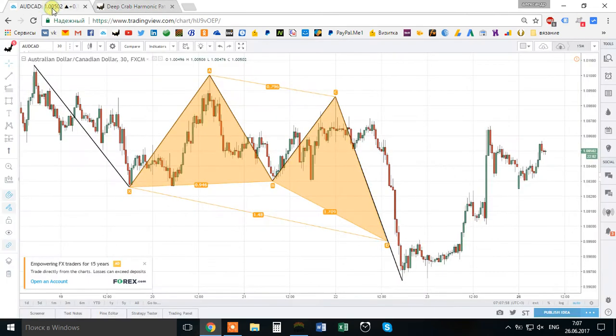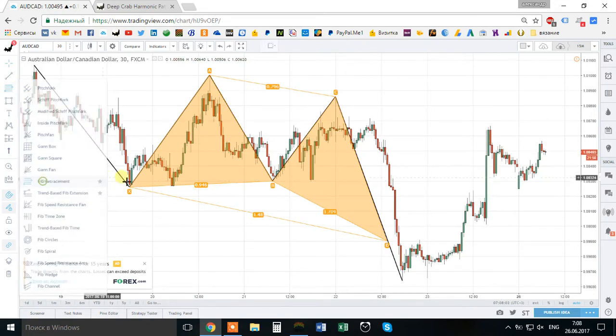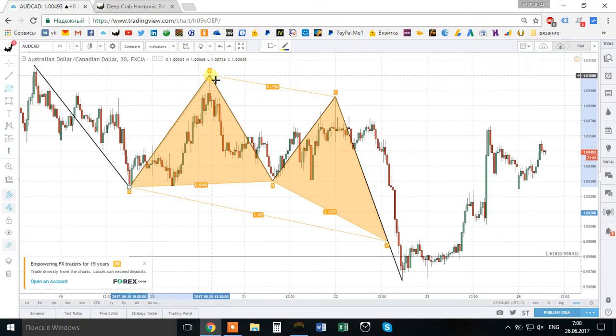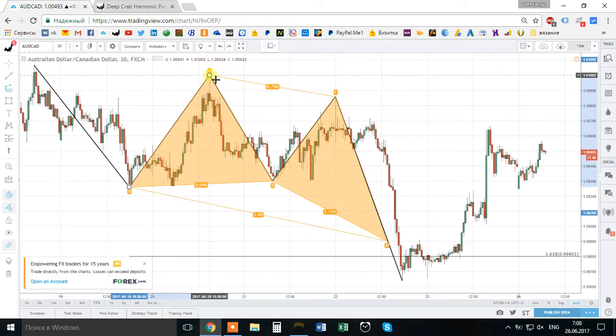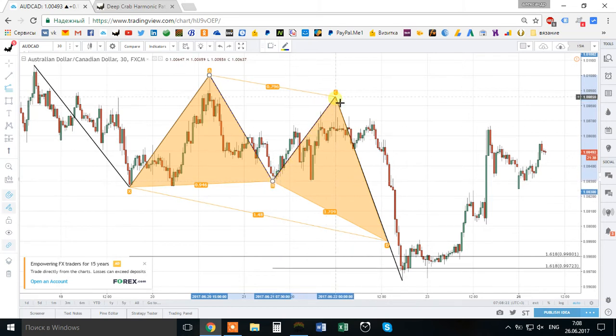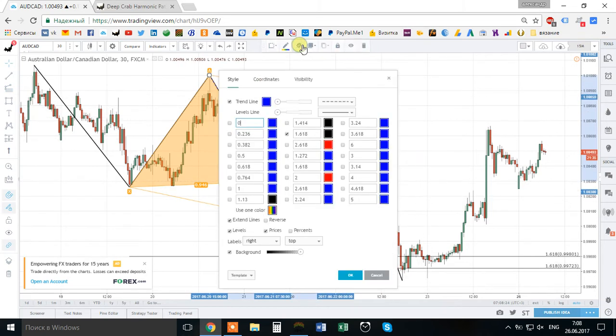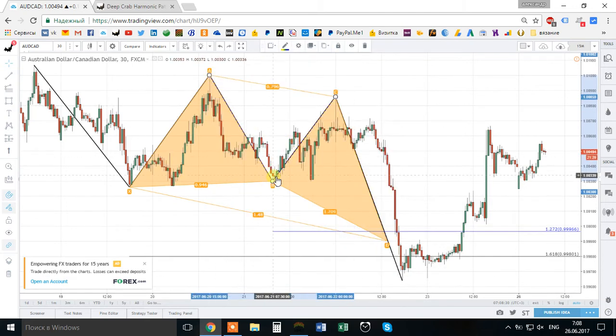Okay, let's go back, and we first need the extension of X to A, like this. The 1.618 XA extension is this one. The second thing, we need 1.27 AB equals CD. How is it drawn? To draw an ABCD pattern, you need to click A to B, and then click where to start from. Start from C, and it should be 1.27. It is called the trend-based Fibonacci extension, or AB equals CD pattern measurement.